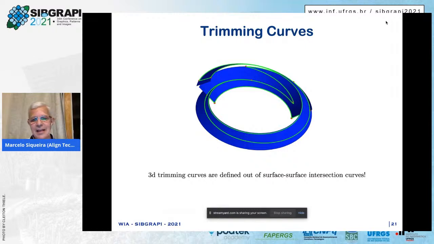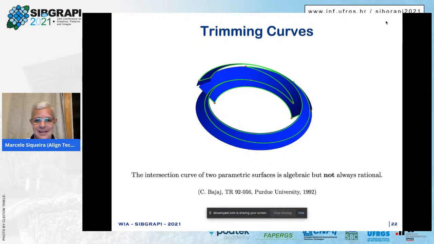But the interesting thing is that, as I said, they arise not because the designer placed them there. The designer basically uses Boolean operations on some objects which are made out of those surface patches, and the intersections are the ones that give rise to the trimming curves, right? As intersections of surface with surface. Very well. The problem is the following: although we have two parametric surfaces, the intersection curve may not be parametric at all. Right? It's algebraic, but it might not have a parametric rational representation.